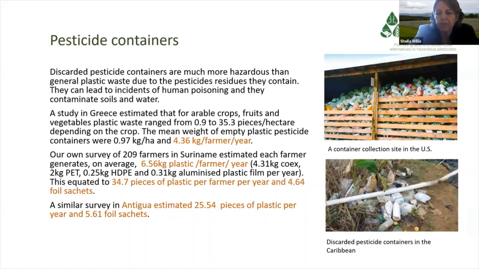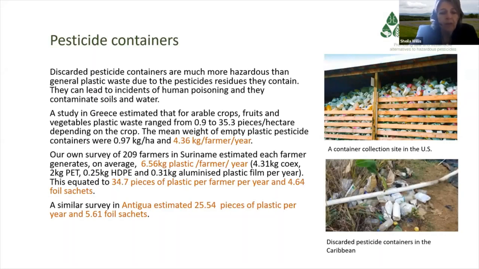Studies looking at the quantity of containers generated have been done in various places. I looked at one in Greece that was done in 2018, and of course the generation of empty containers varies widely depending on the types of crop being grown and the context, but in this case up to 35 pieces of plastic were being generated per hectare per year. And the mean weight of empty plastic pesticide containers per farmer was 4.36 kilograms.